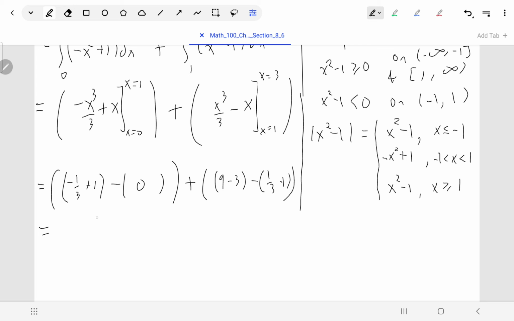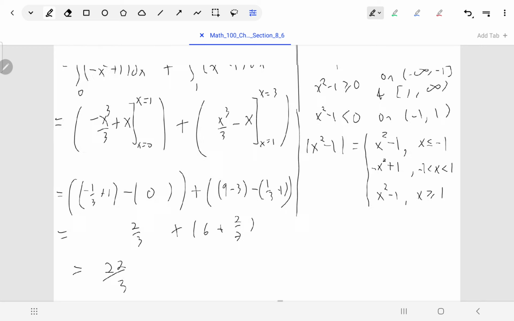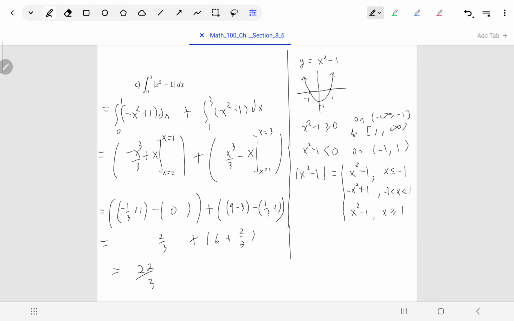And now I just need to finish the little computations that I've got here. So I've got 2/3 minus 0 is 2/3. And then I've got 6 minus negative 2/3, which is 6 plus 2/3. And then I'll add that up, 2/3 and 6 and 2/3, that all adds up to 22/3. So there we go, we found our definite integral of that absolute value function.